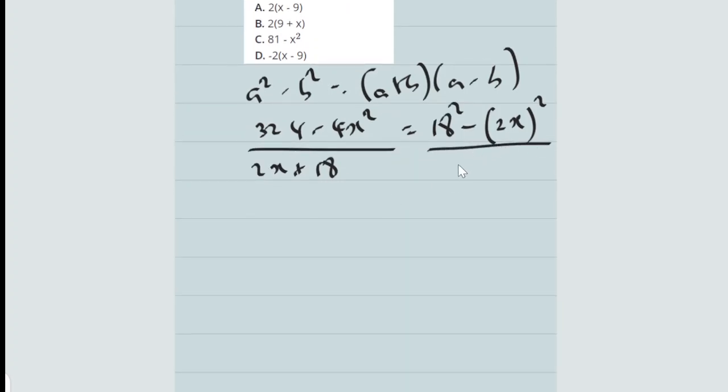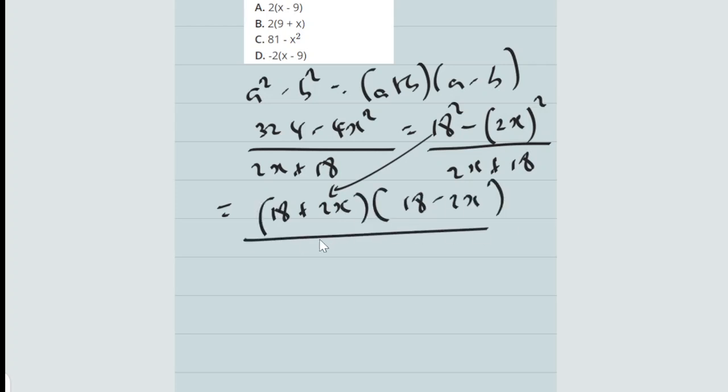So then you have 2x plus 18. Excuse me, so how do I know 18 squared is 324? Well, even if I don't know that, I can guess from here that they want me to derive 2x here, and 18 here, so that this can cancel each other. So this is difference of two squares. With what I've explained in the second question, this will be 18 plus 2x, 18 minus 2x divided by 2x plus 18. You will see that this will cancel this.